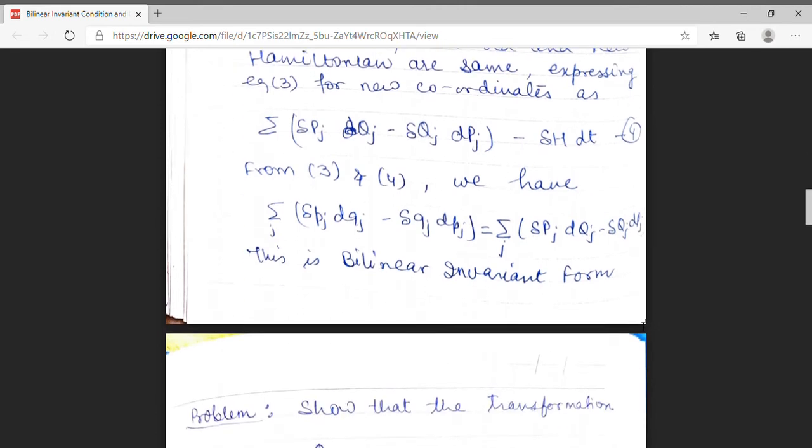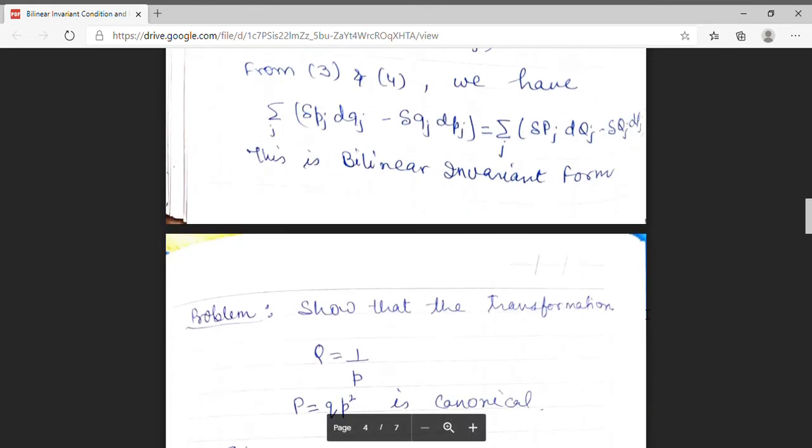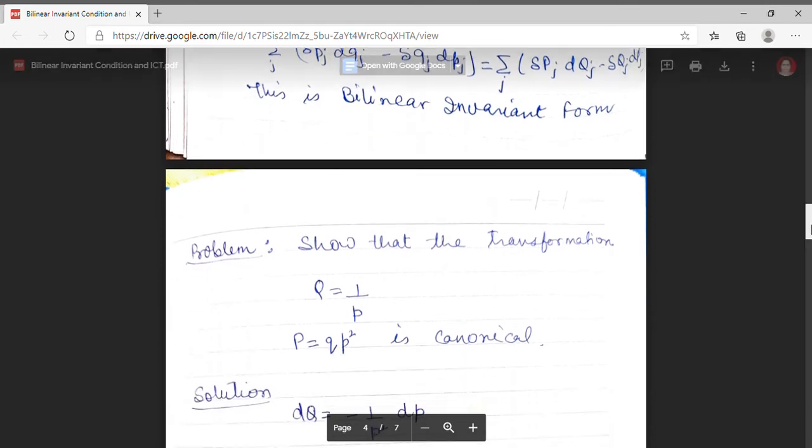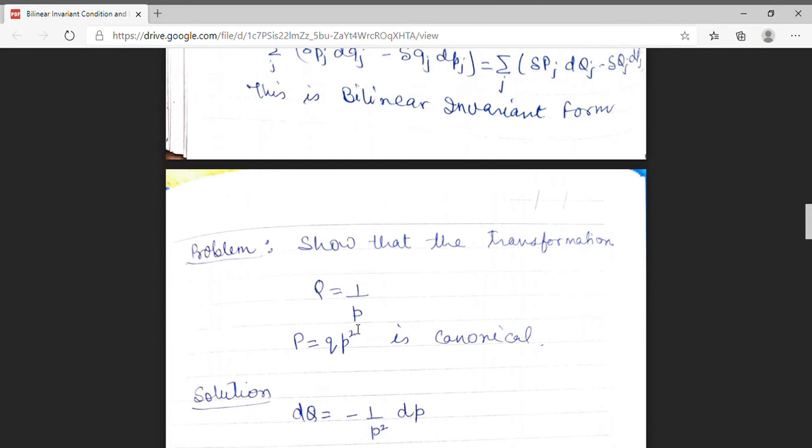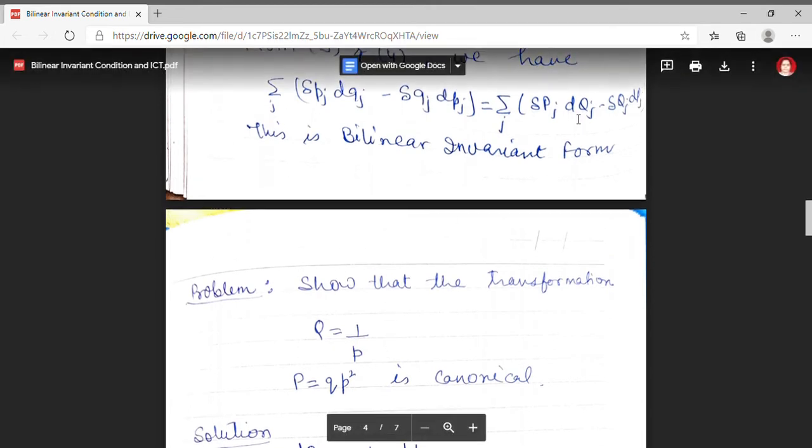Now to make it more clear, I am discussing one problem. I have to show that the transformation given by capital Q equal to 1 upon p and capital P equal to qp squared is canonical. Now here I am giving you the problem in capital QP coordinates, so I have to solve this term and we have to show it in old coordinate form.